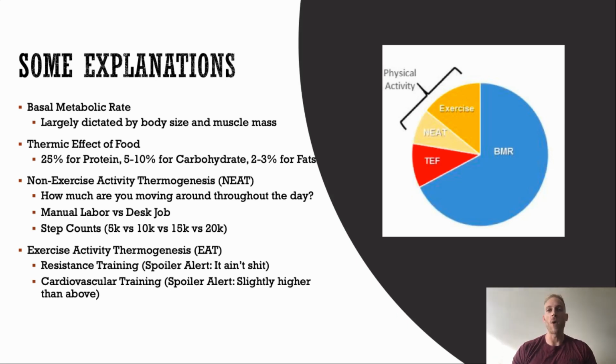But the more you weigh, the greater the surface area of the body, the higher your basal metabolic rate will be. You can also shift that basal metabolic rate around by gaining muscle mass instead of gaining body fat. So muscle mass is significantly more metabolic than body fat. So if you're adding muscle mass, you're going to be creating a much higher metabolism for yourself.